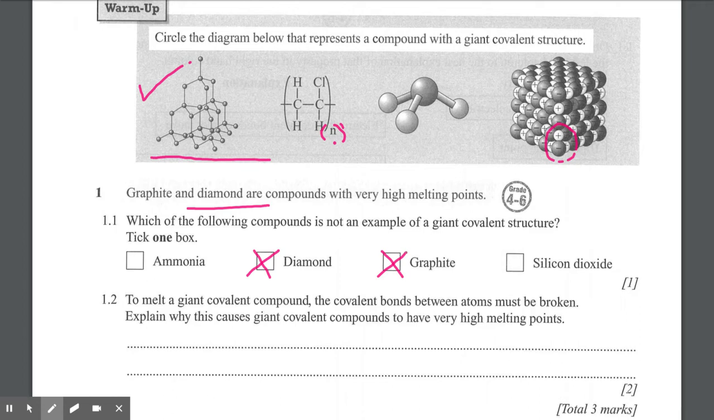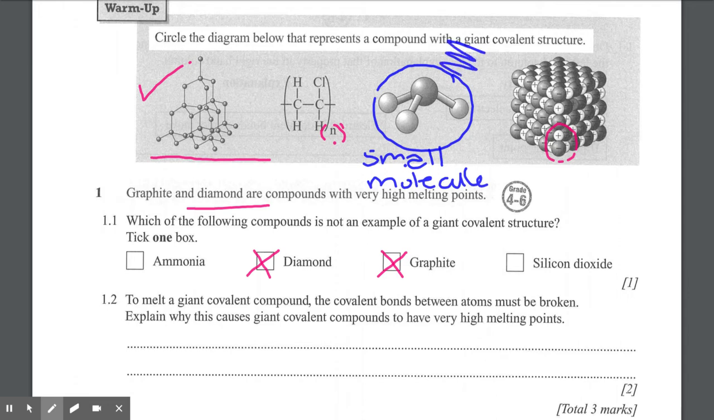Now, ammonia we had already mentioned in the first question. It's potentially this structure here. And so whenever we have a small molecule, we generally have lower melting points because we are breaking not the covalent bond, but the weak intermolecular forces between it and another molecule alongside it rather than the actual covalent bond. So ammonia is probably the answer to this one.